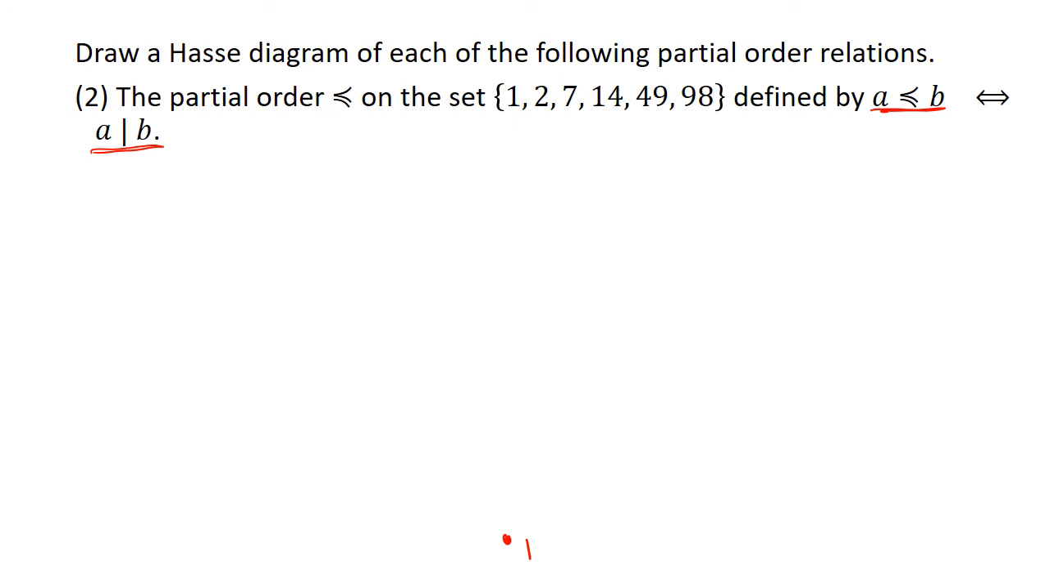So then let's see, 2. 1 definitely divides 2, so I'm going to put 2 over there. But then 7: 2 does not divide 7, so 2 and 7 are not comparable under this partial order. 2 doesn't divide 7, and 7 doesn't divide 2, so neither of them goes above each other. But then 14 does go above both of those, because 2 divides 14 and 7 divides 14.